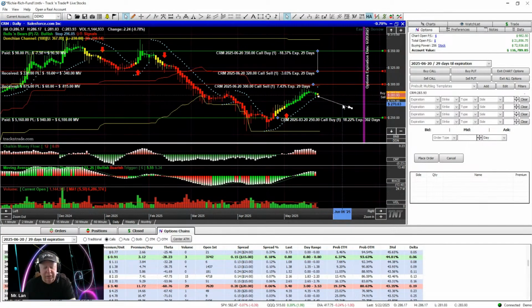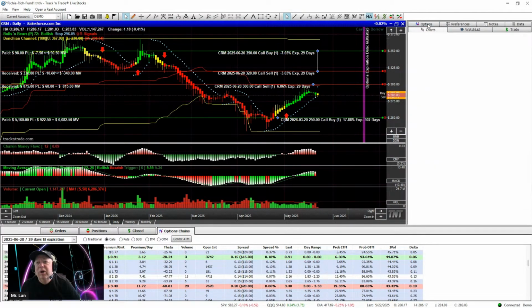So we got another little strategy on there, vertical spread. That's how that one works. That was on Salesforce. So now we got two strategies on here. Vertical spread. We probably ought to write some notes because I'll come back and go, what the heck were we thinking here? Why did we do that?